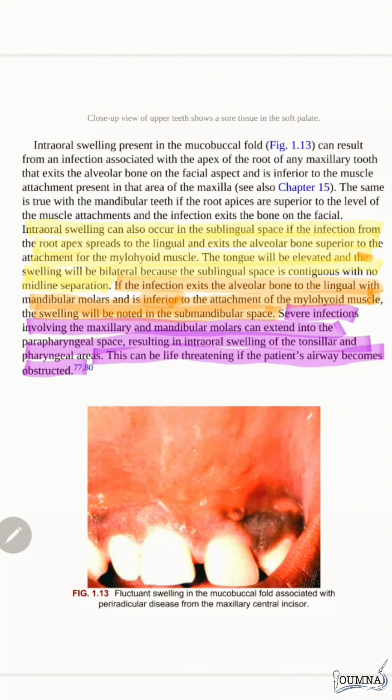For example, if the root apex of a mandibular tooth is under the attachment of the muscle, usually the extrusion of the pus appears extraorally. On the other hand, if the apex of a maxillary tooth is superior to the muscle attachment, the swelling will be extraoral, in the spaces above. When the opposite happens, the swelling becomes intraoral. So the muscle attachment in relation to the apex position is important in determining the location of the swelling.